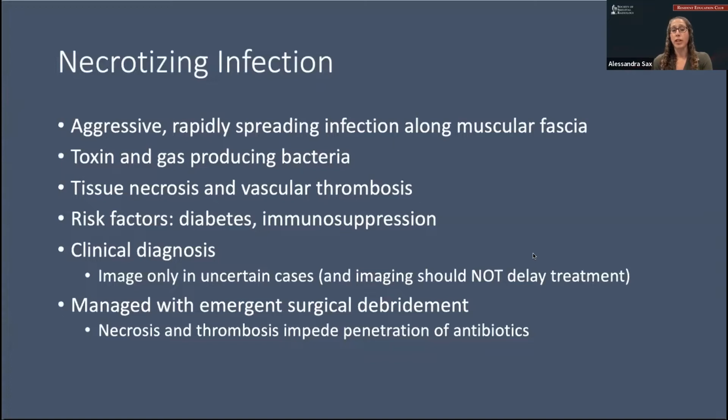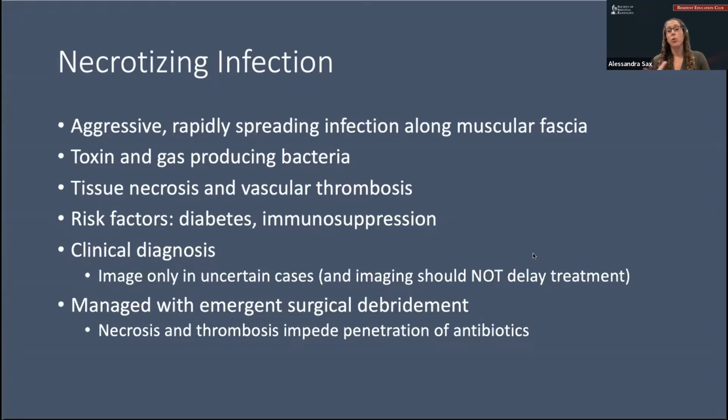And this is important to recognize because it's an aggressive, rapidly spreading infection along the muscular fascia. And it's caused by toxin and gas producing bacteria, which causes tissue necrosis and vascular thrombosis. And because of this tissue necrosis and vascular thrombosis, it impedes the penetration of antibiotics. So this is managed with emergent surgical debridement.